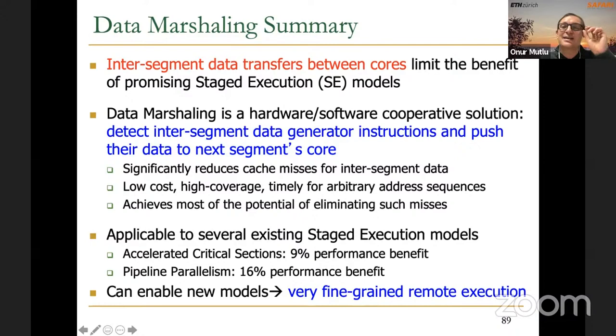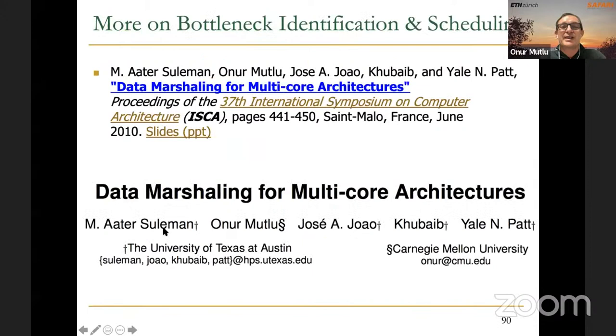And I think there needs to be more research to be done, because this fine-grained execution is going to happen over time, especially when we keep integrating CPUs and GPUs on the same die. That's as it's happening today, right? And I think we're going to do that more and more. Okay, and if you're interested in this, the title should be more on data marshaling over here, but there's a lot more in the paper and the follow-up paper on this one.